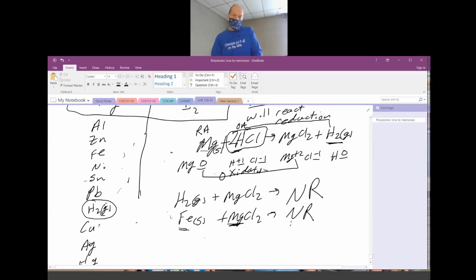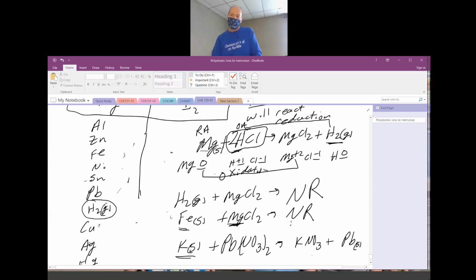If I picked potassium metal with lead(II) nitrate, this is one of your top four. Potassium is number one, the most reactive metal. And so it is going to kick out the lead. You're going to end up with KNO3 and lead solid metal. To balance it, we need 2 of those and 2 of these.